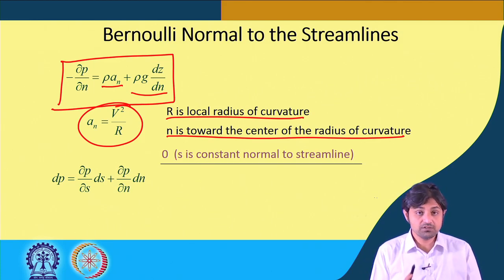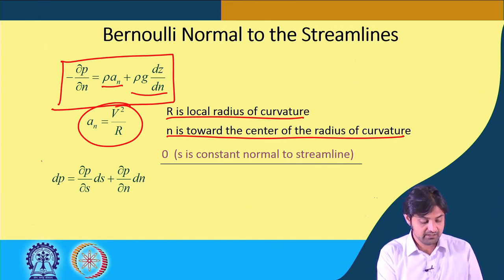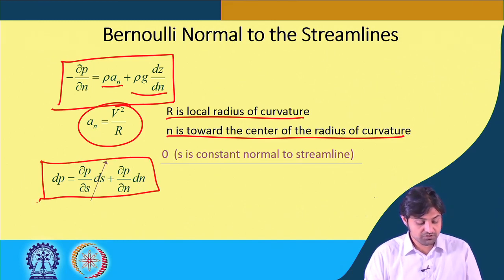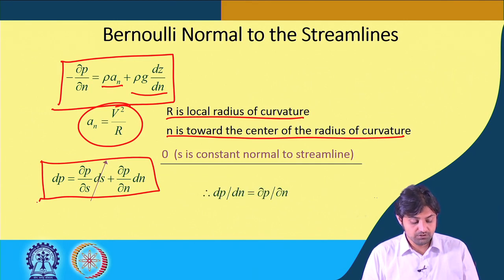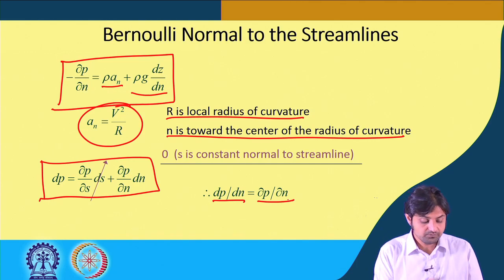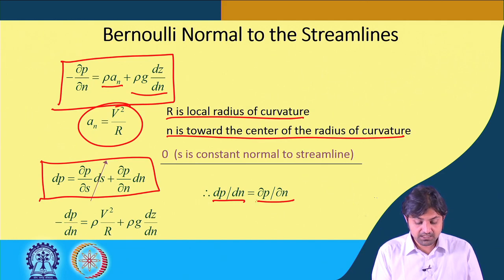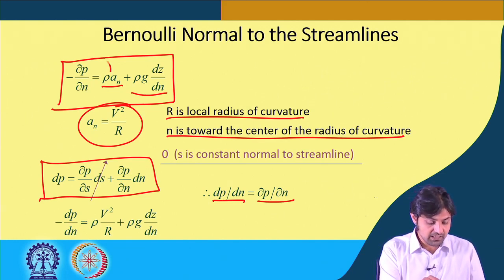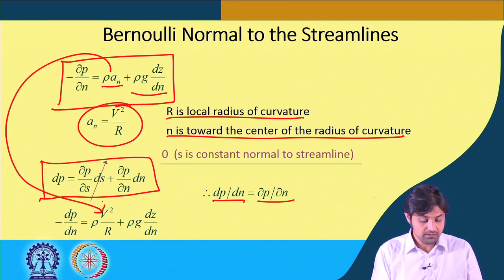So therefore, proceeding in a similar way, we obtain dP is equal to del P del S into ds plus del P del N into dN. You remember we had the same along the streamline. ds is equal to 0, right, and we can write dP dN is equal to del P del N. Alright. So what happens is we get minus dP dN is equal to rho V square by R, plus rho g dz dN.